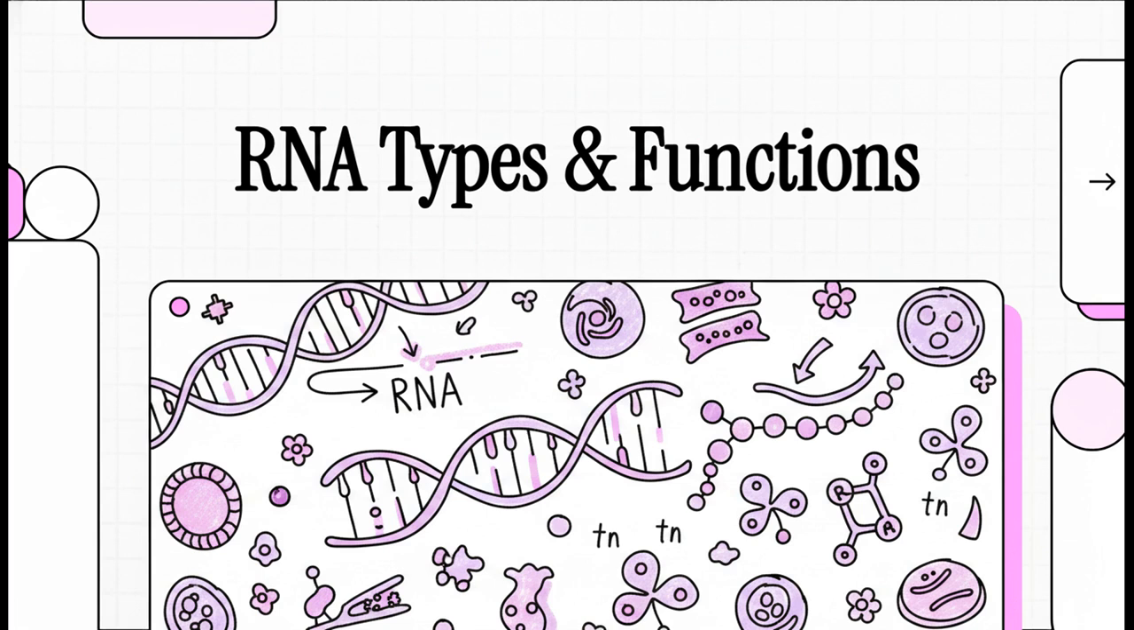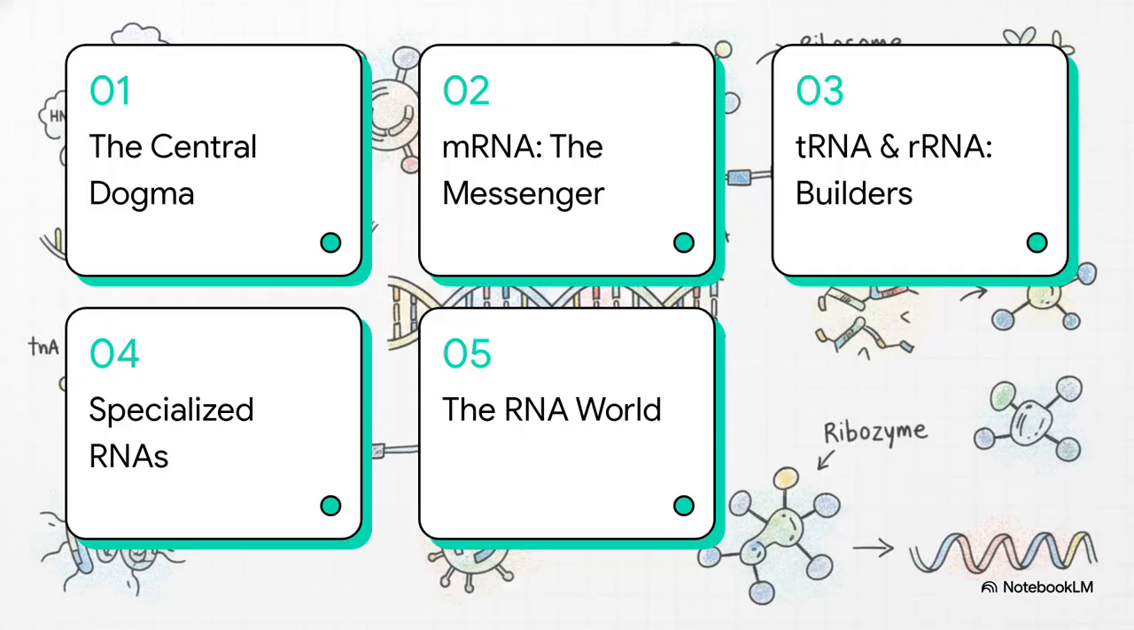If you have ever wondered how the completely static code of your DNA actually translates into a living, breathing, functioning organism, well, you are in the exact right place. Think of this as our whiteboard syllabus for today's session. We are going to quickly map out the central dogma, then look at mRNA as our messenger, tRNA and rRNA as our core builders, check out the specialized RNAs that kind of act as middle management, and finally wrap up with the ancient RNA world hypothesis.